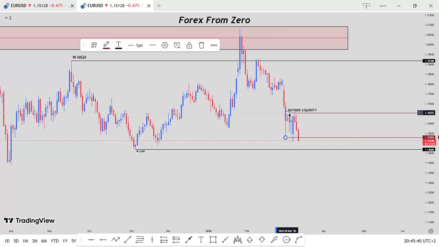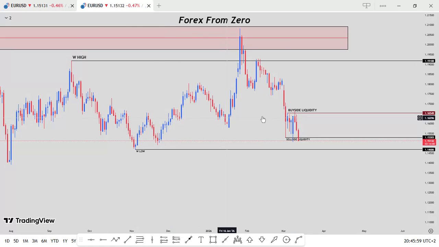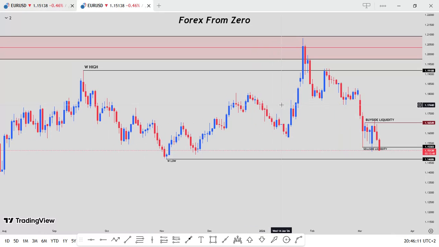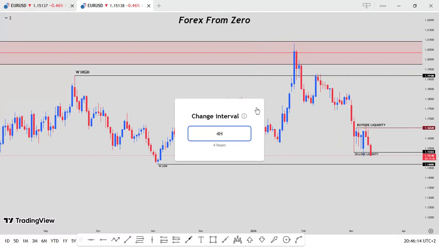Why am I marking this as my sell side liquidity? Because from this low and this high, these are the previous highs that we had before even Monday started, and keep in mind, I'm not considering Monday. Once I drop to the lower time frame, you're going to see what I'm talking about. So this was my high, my buy side liquidity before this candle even appeared, and this was my sell side liquidity. Having this in mind, I dropped to the 4 hour time frame.